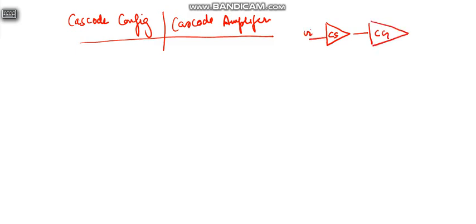So this is Vi, this is Vo. Cascode consists of common source and common gate amplifier, and we can draw it like this. This is the common source stage, and this is the common gate stage, and this is the output. We can also draw it like this.